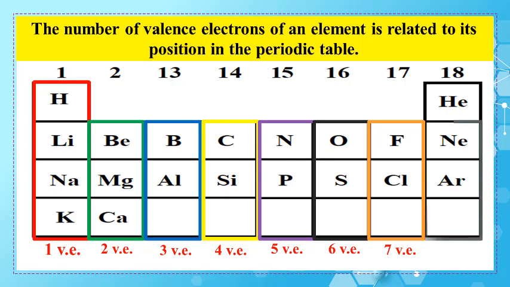And elements in group 8 or column 18 have 8 valence electrons, except for helium, where it is found in column 18, but it has only 2 valence electrons.